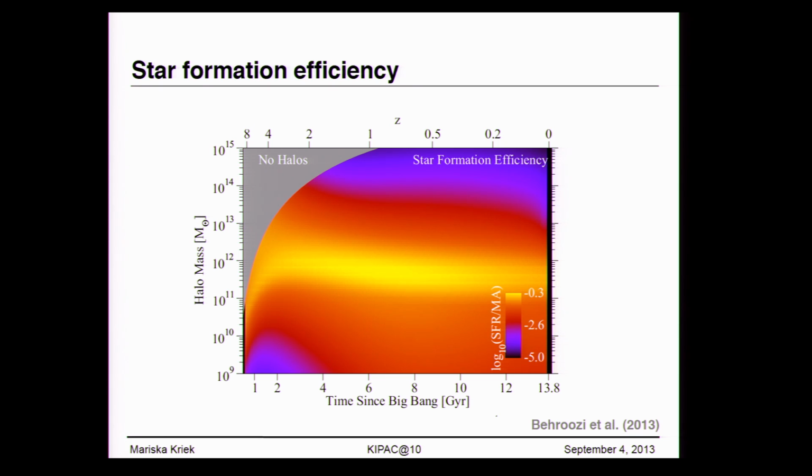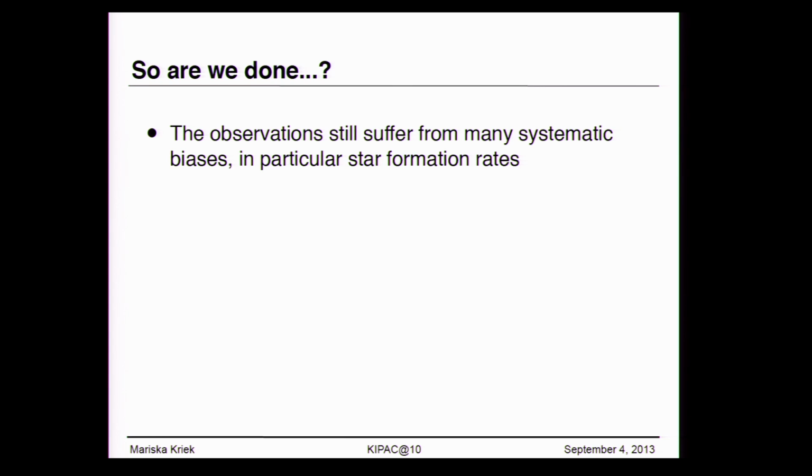Okay, well, this looks convincing, so are we done? Are we not going to work on this star-forming main sequence anymore in the coming 5 years? Well, actually, I think that the observations still have a lot to improve. Just to give you an example, I think mainly the star formation rates are very, very unreliable.